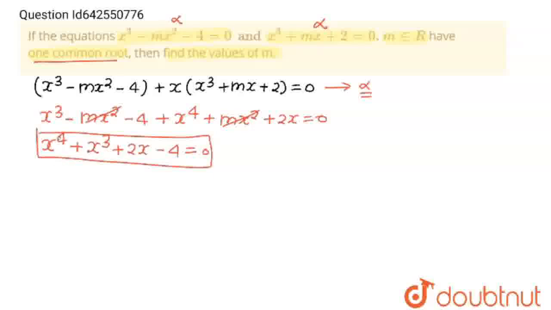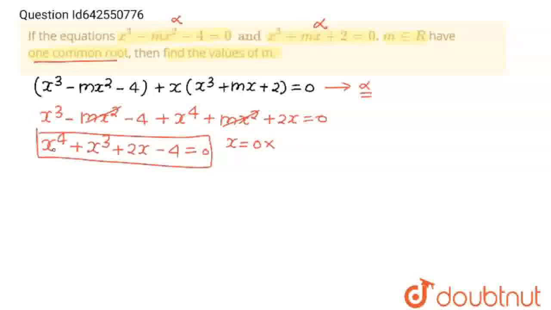See, degree 4 has no method except hit and trial. So I am going to put some values and check randomly. First of all, I am going to put x equals 0. x equals 0 will not satisfy. 0 to the power 4 will be 0, 0 cube will be 0, 2 into 0 will be 0, and minus 4. 0 minus 4 will be minus 4 equals 0, not possible.